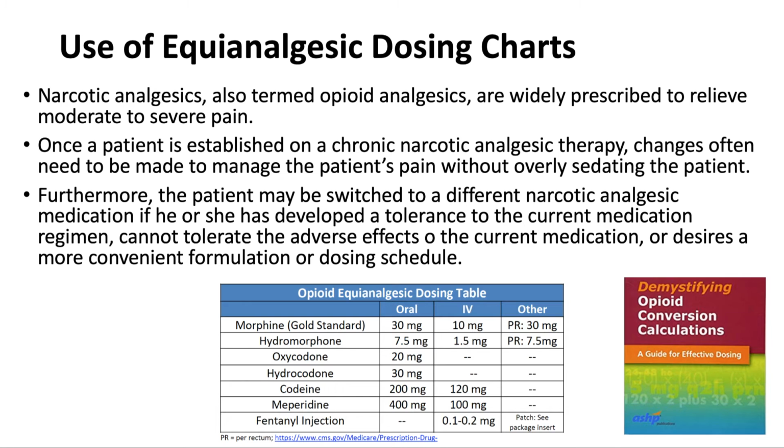All right, let's start the next section of this lecture, which is about equianalgesic dosing charts. Again, a very important skill for pharmacists to have. I show on the lower right-hand side a publication by ASHP, a whole book about opioid conversion calculations and how important it is to be able to effectively dose these drugs, especially in a hospital setting where there are more acutely ill patients with pain management needs.